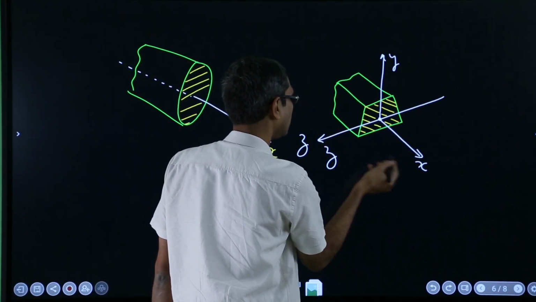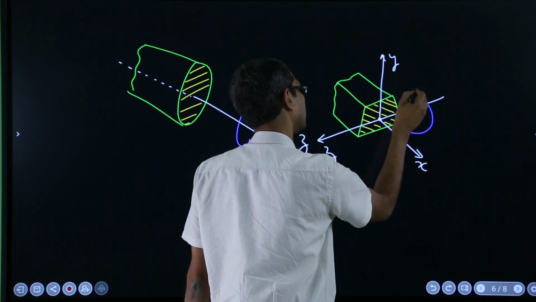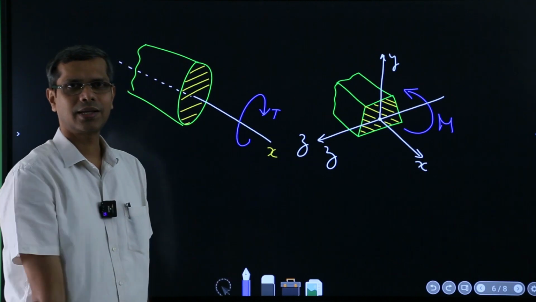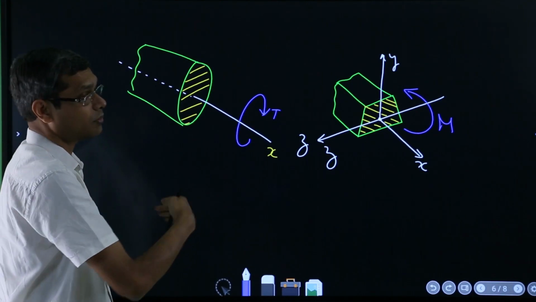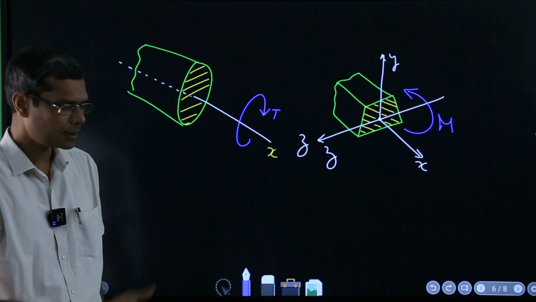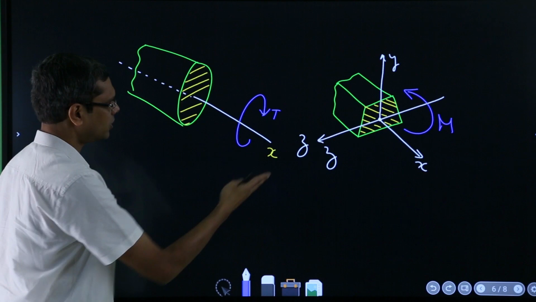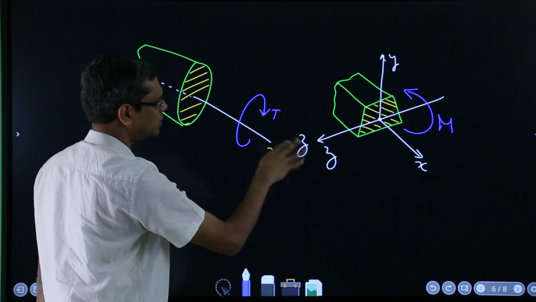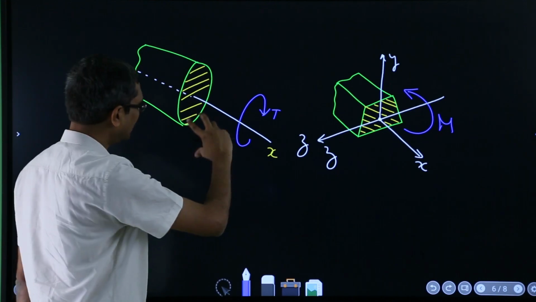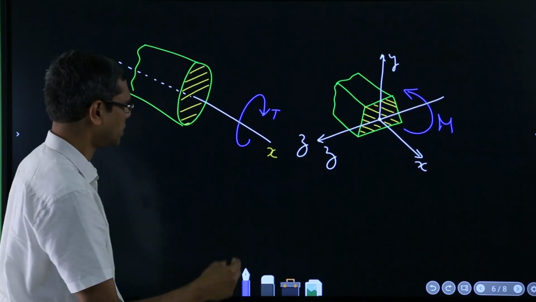I will also draw the moment which it tries to resist. Now, you are applying the moment about this z axis, in this way. That is why it is the in-plane moment of inertia which is responsible for the resistance to this moment. And similarly, this perpendicular moment of inertia is responsible for providing the resistance to torsion.